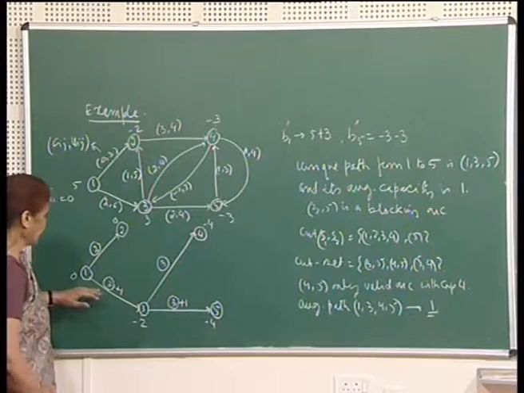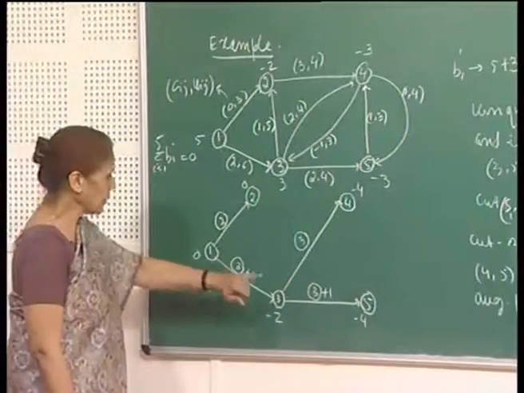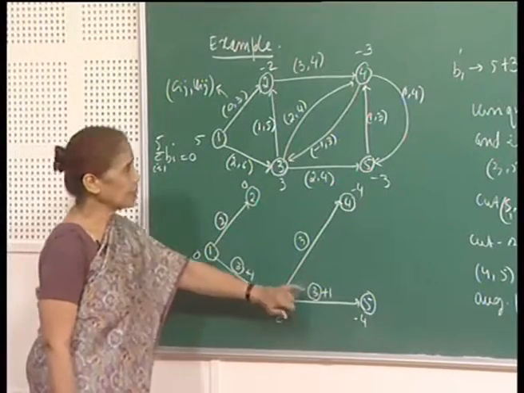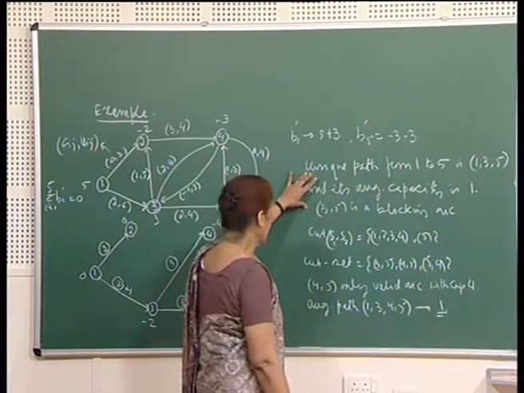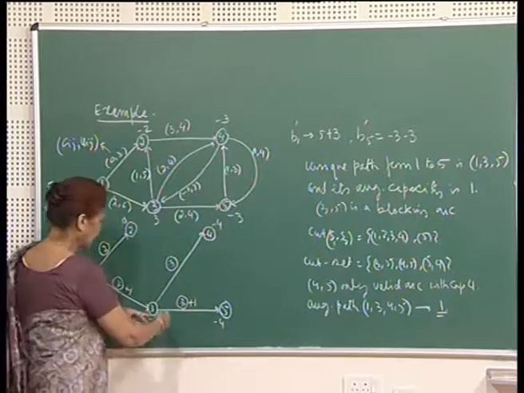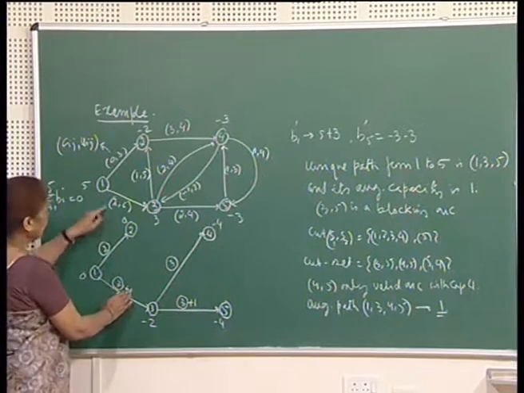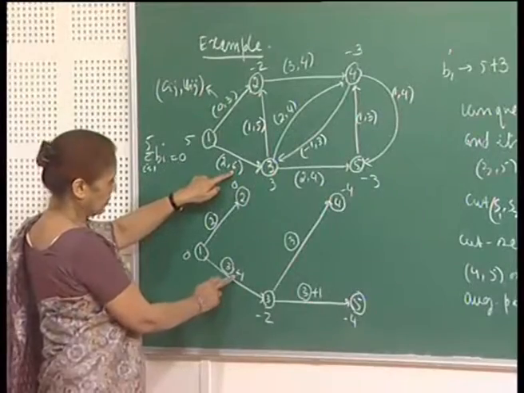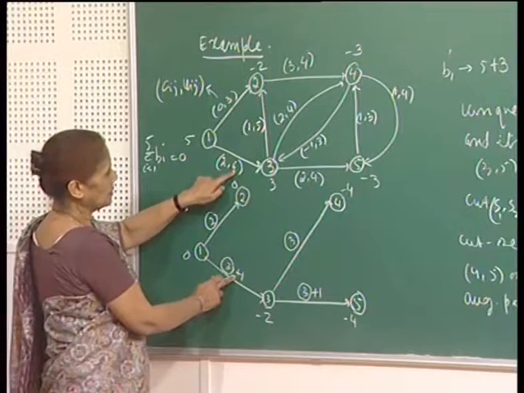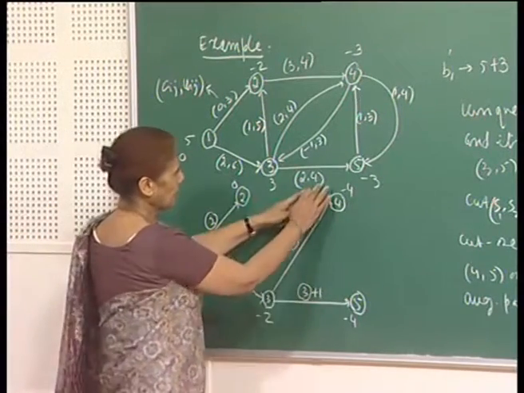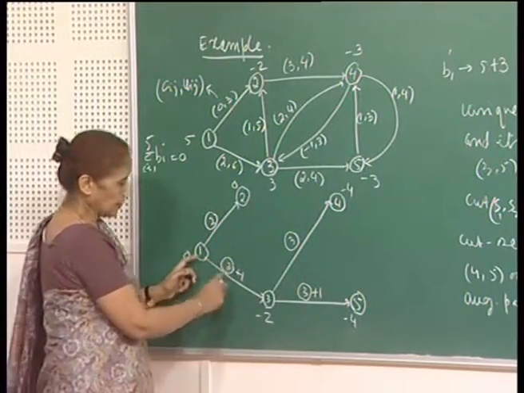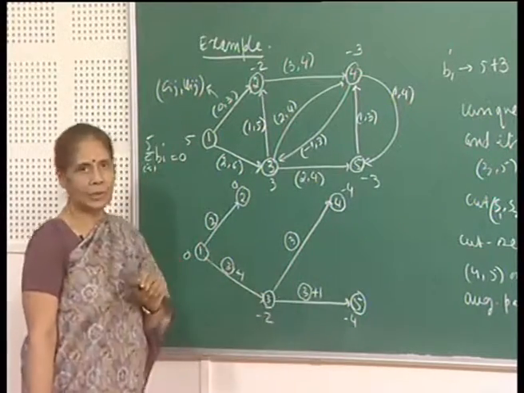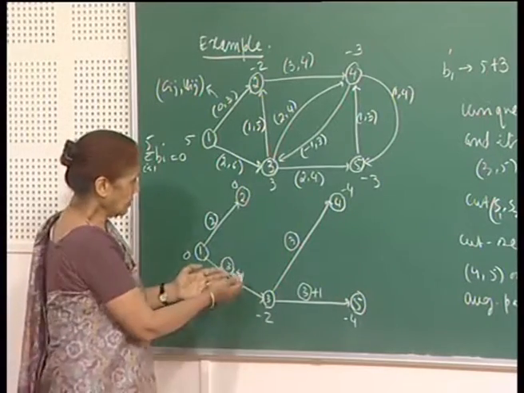So, as we said, we will find a unique path from 1 to 5, which is currently 1, 3 and 5, right, and find out its augmenting capacity. Now, in this case both the arcs are forward arcs. So, you can see that here the capacity is 3 units, because the capacity for this arc is 6, and here the capacity is only 1. Therefore, the augmenting capacity of the path 1, 3, 5 is 1 unit.